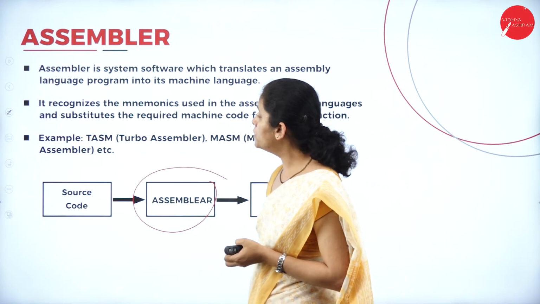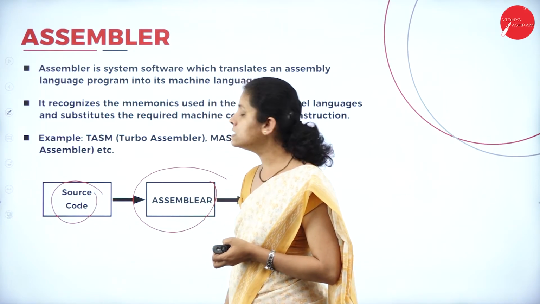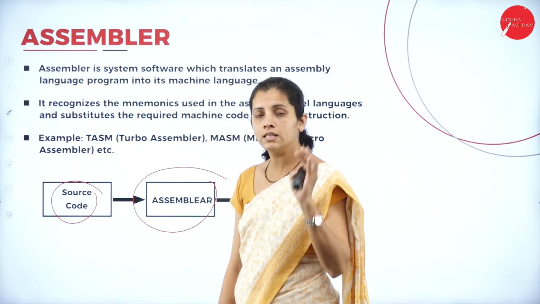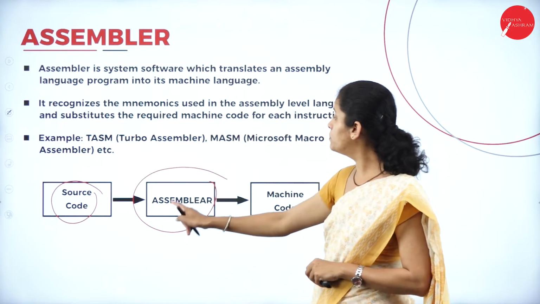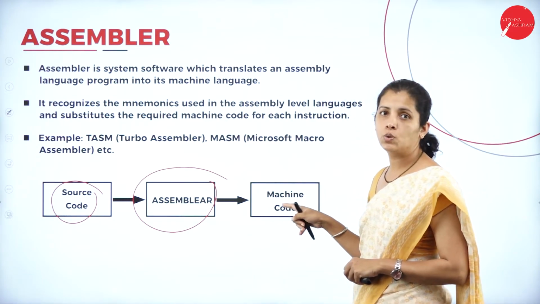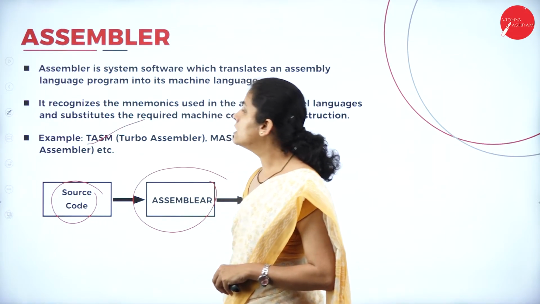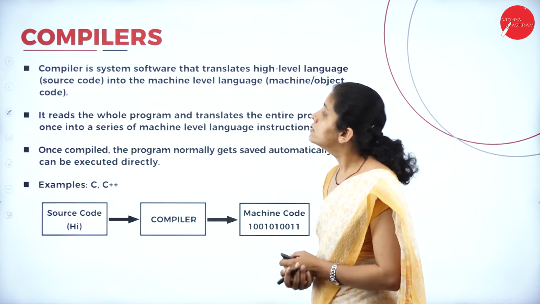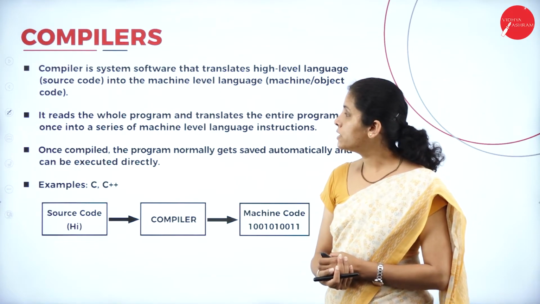Now, what is the input to the assembler? That is source code. So what is this source code? That is nothing but the assembly level language. That means instructions written using assembly level languages are the input to the assembler. Then what is the output? That is machine code. Examples of assemblers are TASM, MASM, etc. Now the next type of translator here is the compiler. Now, what is the job of the compiler?